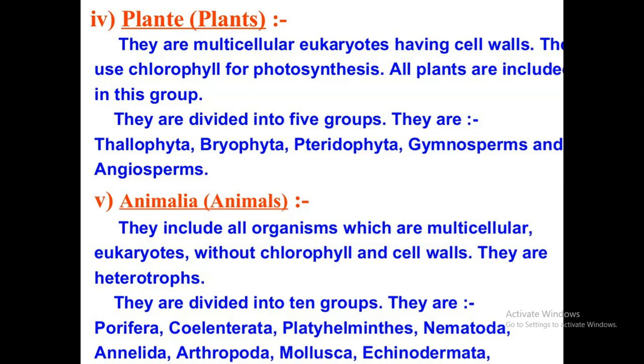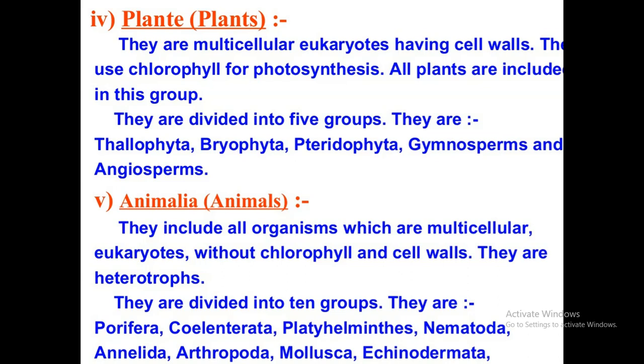So again, what was the difference between plant and animal? The main difference was plants are autotrophs and the animals are heterotrophs. Autotrophs means they have chlorophyll and that's why they prepare their own food, whereas animals lack chlorophyll and they cannot prepare their own food and they are dependent on the plants or the autotrophs for their food.